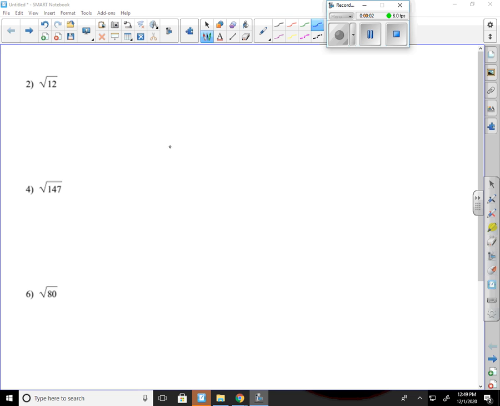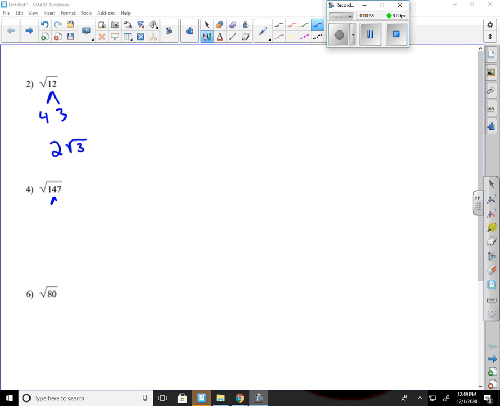Problem number 2, which is the square root of 12. Now, I graded these assignments for you, but in case you don't really want to look at them, it's a good way to get back into the groove of things. So when we break 12 down, that breaks down to 4 and 3. And then the square root of 4 is 2. So 2 comes out in front, and the 3 stays inside under the root. And that's our final answer: 2 root 3.